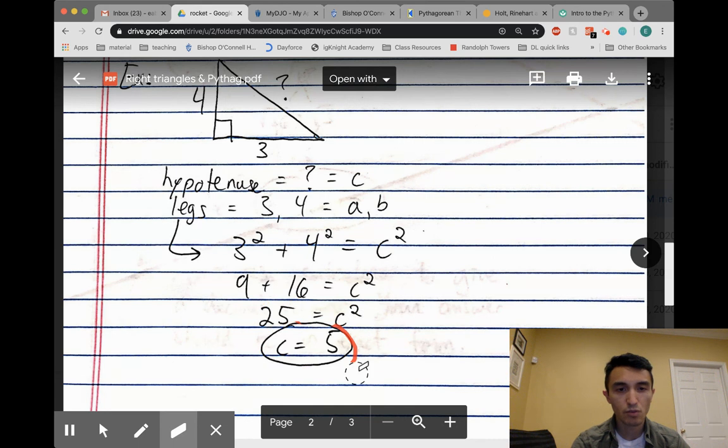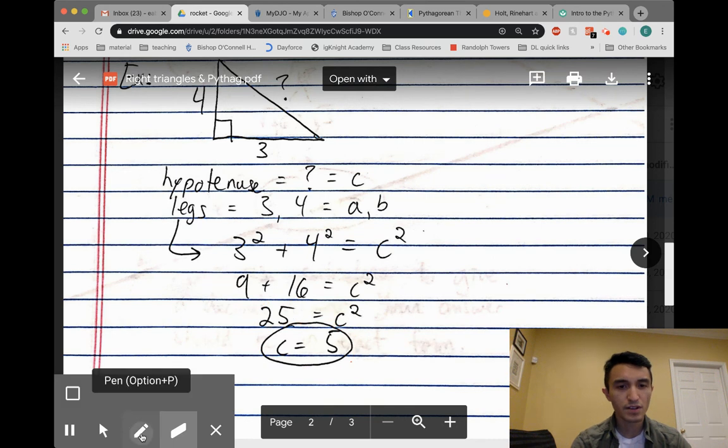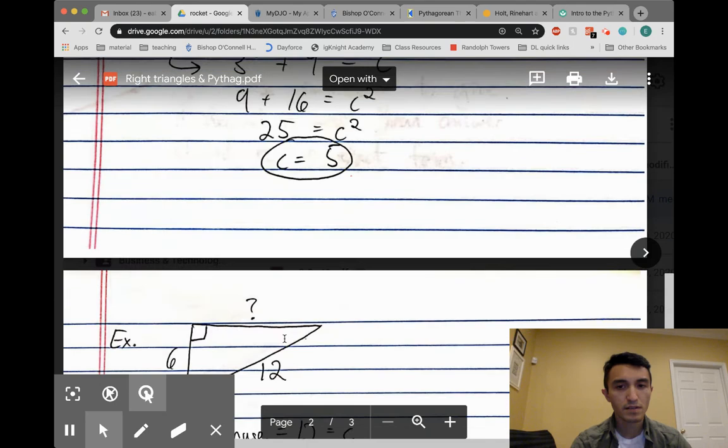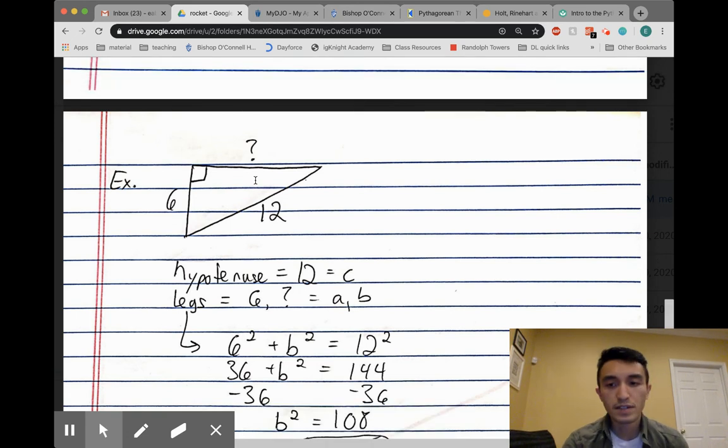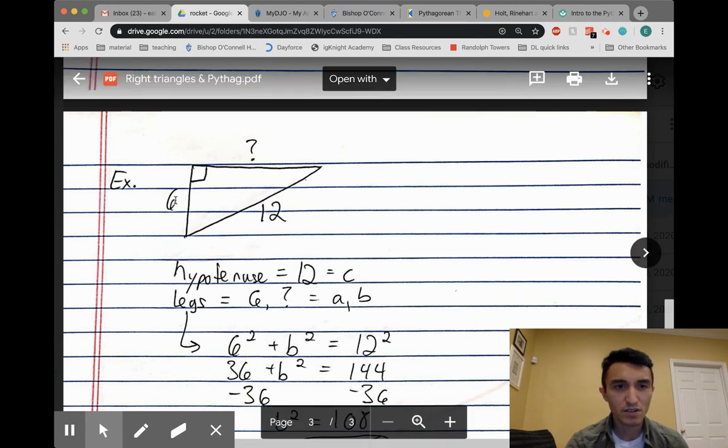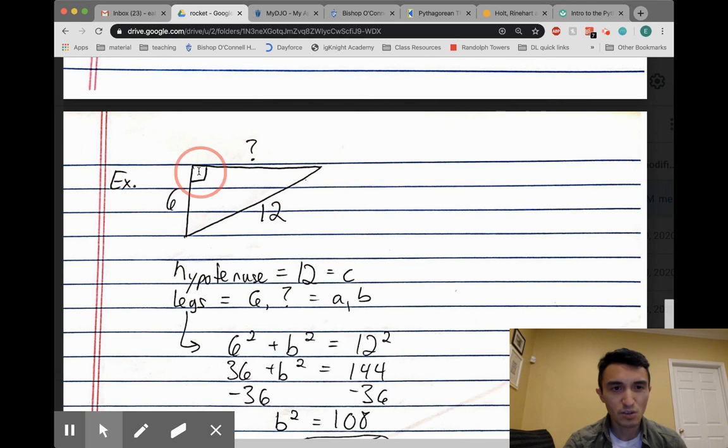Let's just do one more example for now, where the unknown is a little bit different. So here I have another triangle. We identify that it is a right triangle, so we have our symbol here. That means this is the right angle, and across from it is the hypotenuse, which I happen to have labeled here as 12. We have one unknown, and then another leg is 6. So the hypotenuse is going to equal 12 because it's across from this right angle, and that's our C. The legs are 6 and unknown, and that's our A and B.